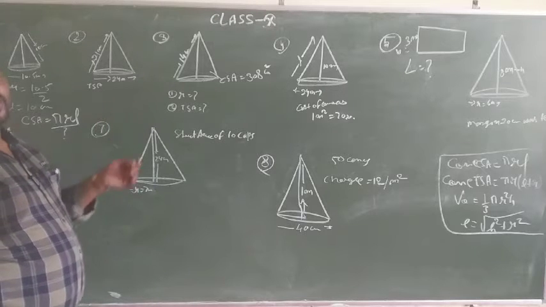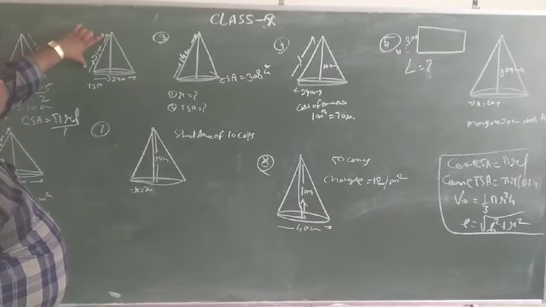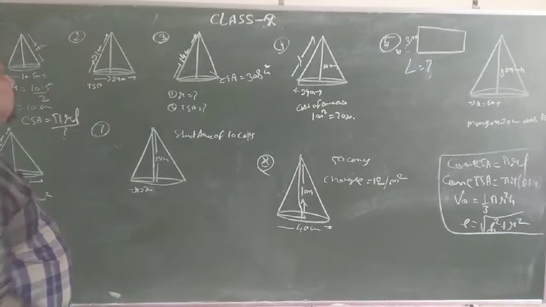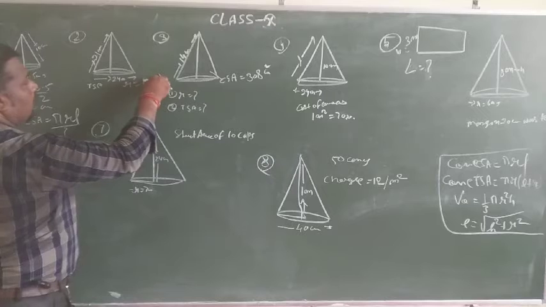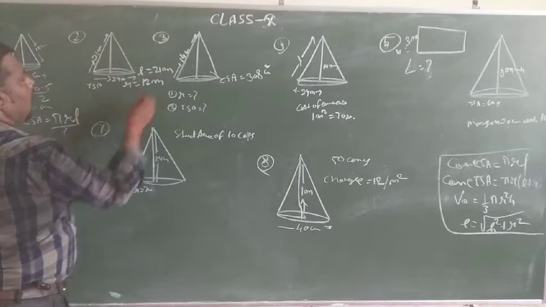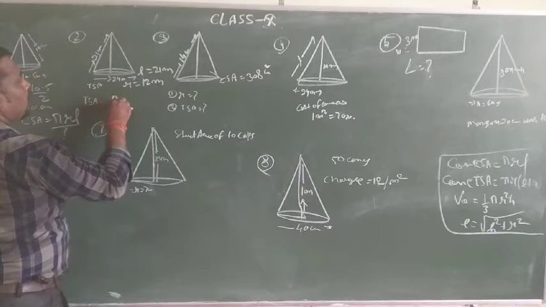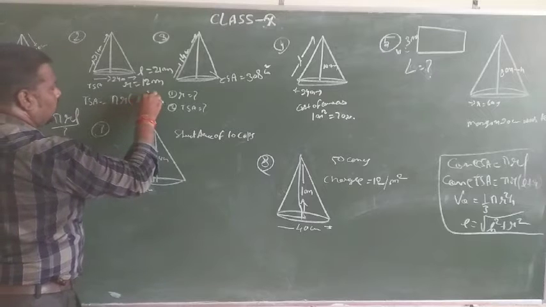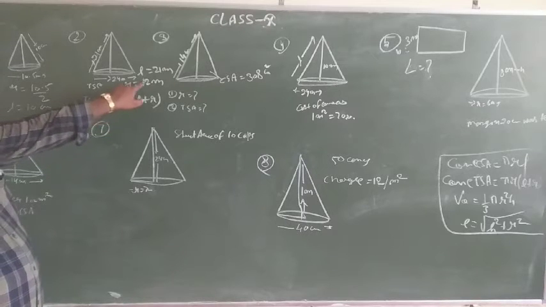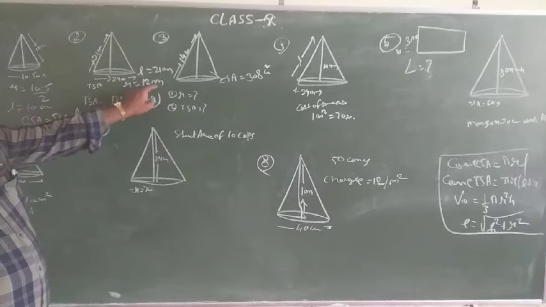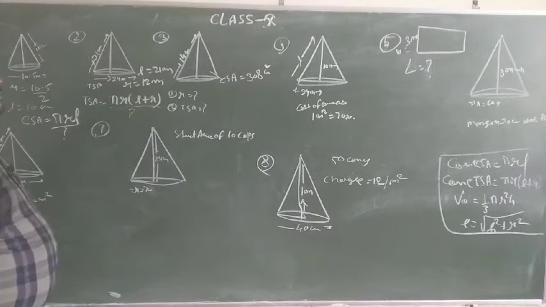Same as the second question also, students. In this cone, the diameter is 24 meter and the slant height is 21 meter. Find the TSA. So with the diameter, at first you find the radius. The radius is 12 meter and the slant height is 21 meter. How can we find the TSA? We apply the formula pi r (L plus r). You know the value of pi, and also the values of r and L. Fill in all these values, calculate and find your answer.